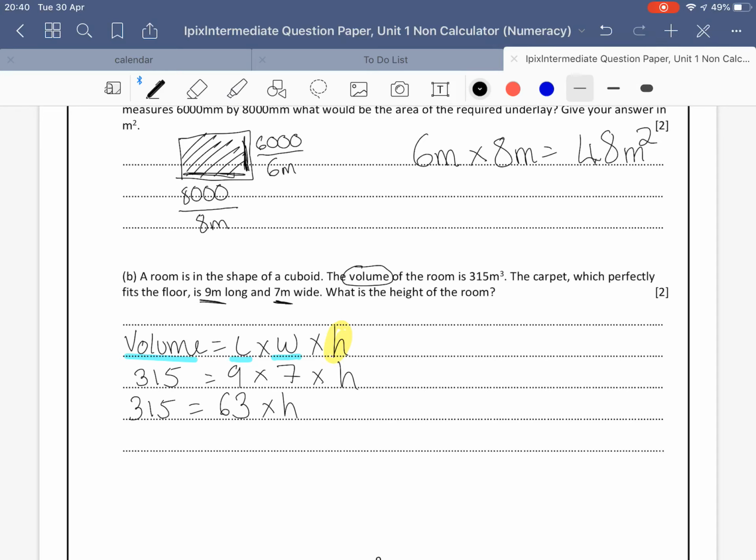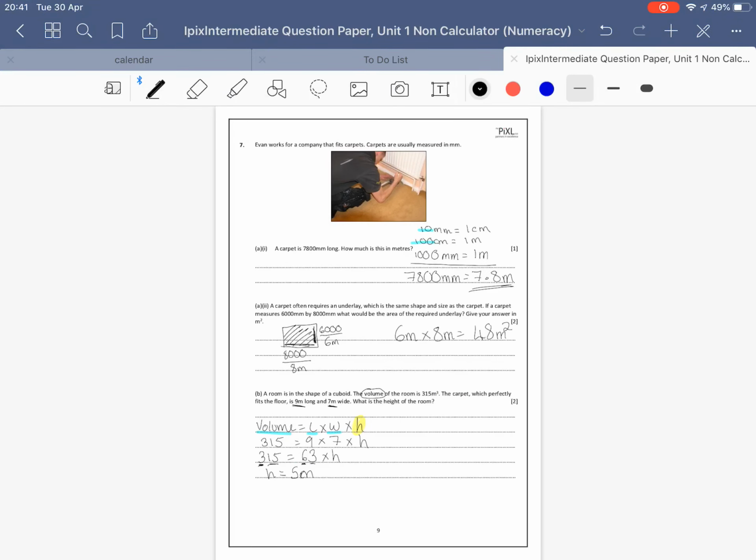Now, you can do that a number of ways. You can count up in 63s if you need to, but it's actually not that far, because you know that 60 times 5 is 300, so the height is just going to be 5, because 5 3s are then 15. So how many 63s go into 315 is 5, so the height is 5 metres. Height of room is 5 metres.